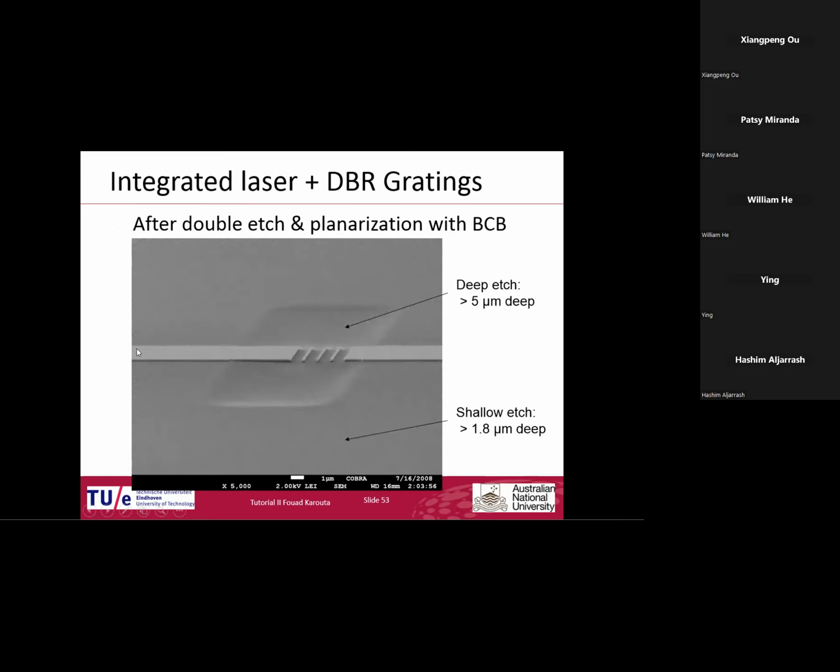And you see here, that is after embedding the whole structure with BCB. And this dip here is the area where we were etching the grating. And after filling with BCB, you see it this way. And these are the released waveguides. And here we will be putting the contact to activate the laser part.